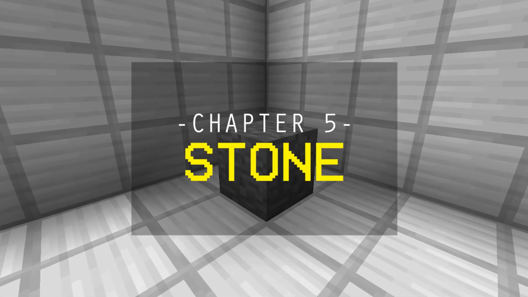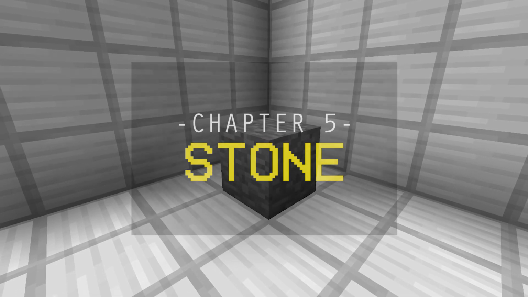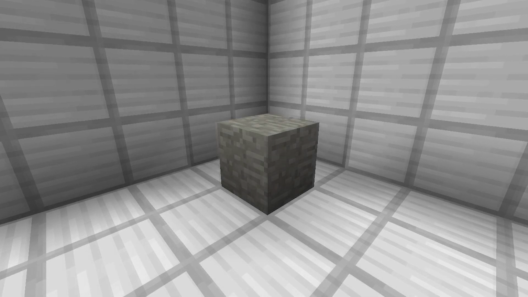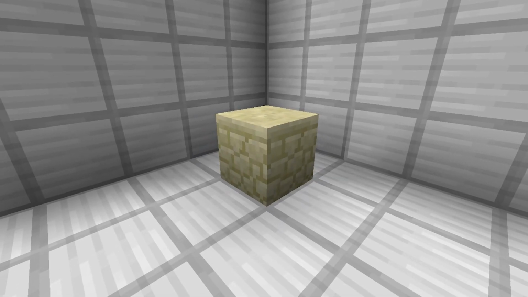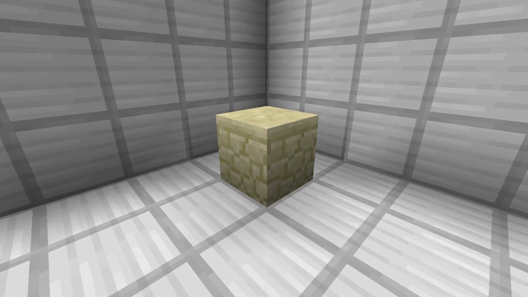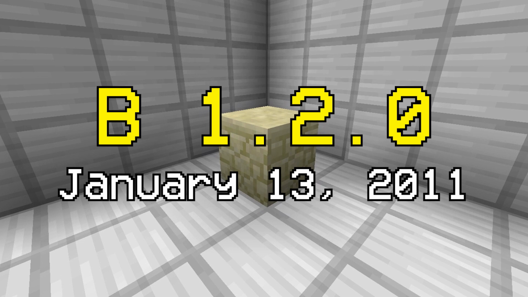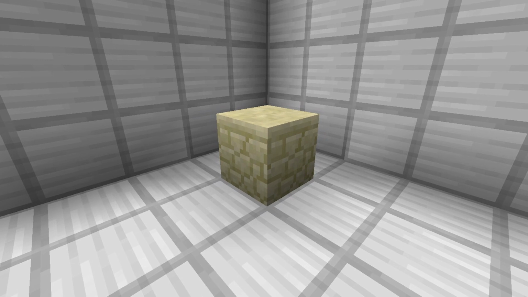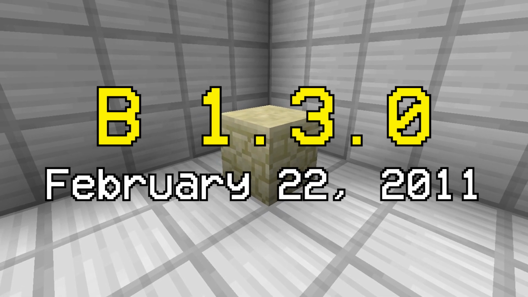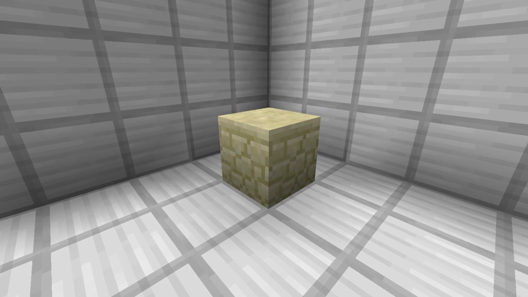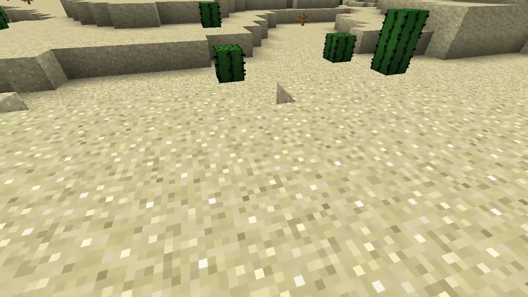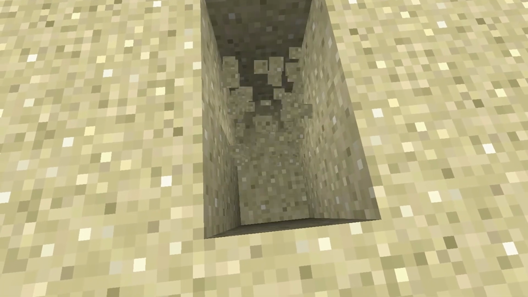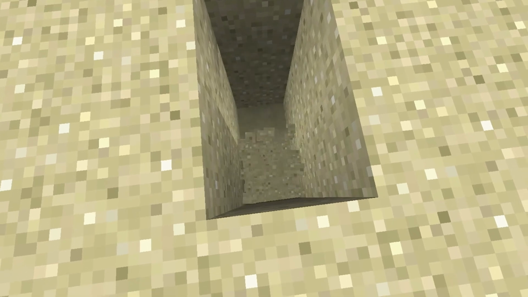Stone. You probably don't think about stone very often. It's just kind of there, and in a way it always has been, but not always in the exact same form. Sandstone is the desert equivalent to regular old stone, but it hasn't always been that way. Before Beta 1.2, sandstone just didn't exist, and deserts held only normal stone beneath their sands. However, it wasn't until Beta 1.3, February 22, 2011, that sandstone actually began to generate 3 blocks beneath desert surfaces. If you find yourself in a desert whose age you wish to know, do a little excavation to find out on which side of the divide it stands.